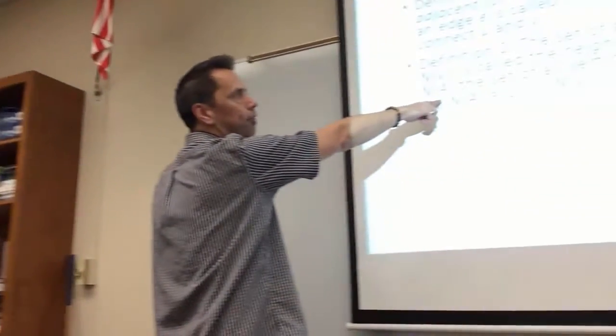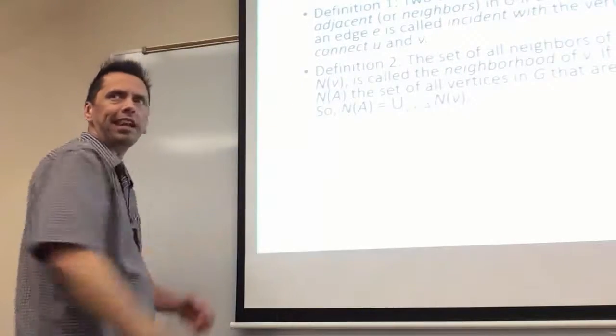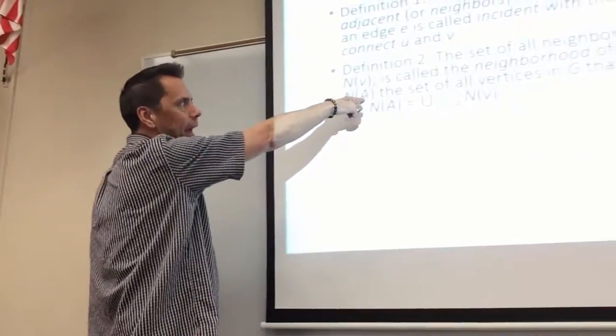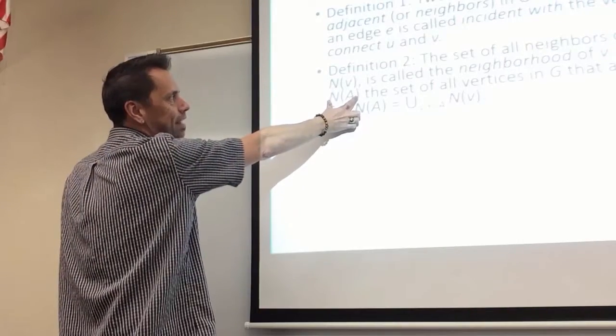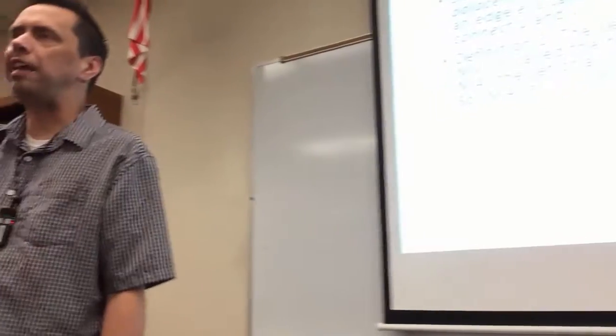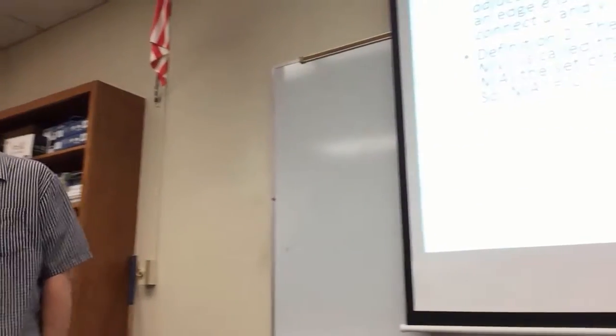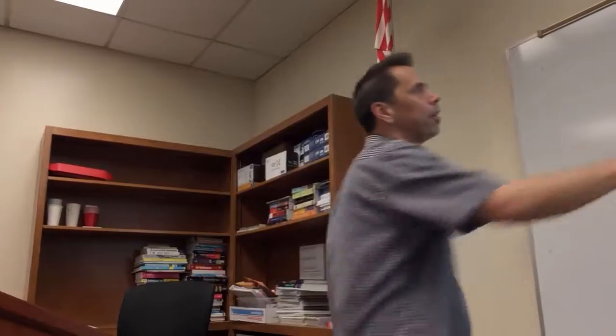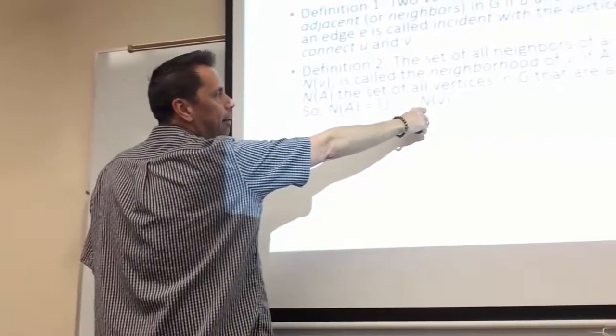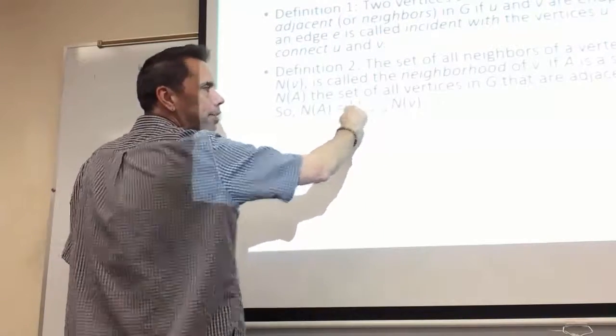If A is a subset of V, then N of A is the set of all vertices in G that are adjacent to at least one vertex in A. All right, so try to make this make a little bit more sense for you. Think of this as the set of neighbors of A. Now A is a set of vertices. So the vertices in this big set are going to be anything that's adjacent to any vertex in A. If you are adjacent to any vertex in A, you get to be in this set. That's the neighborhood of A. So the neighborhood of A is the union of the neighborhoods of V for all the vertices that belong to A.